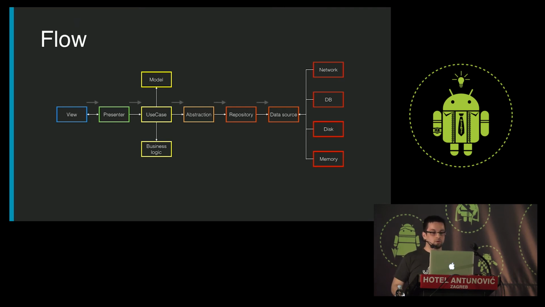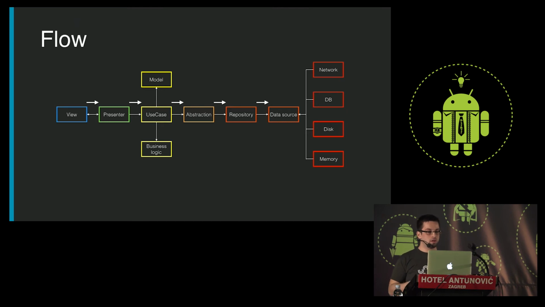We have a view which will bind or pass the touch event to the presenter, and presenter will call the use case, which will execute the business logic and talk to abstraction for some data. The implementation of that abstraction is a repository, and a repository will talk to the data source. And in this example, let's say that we are talking to the network.